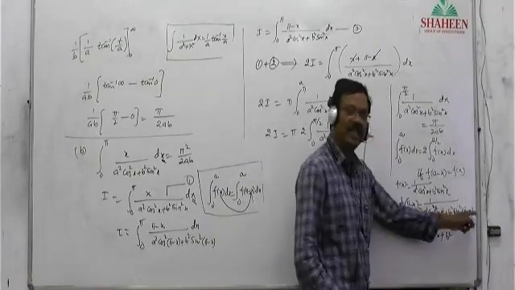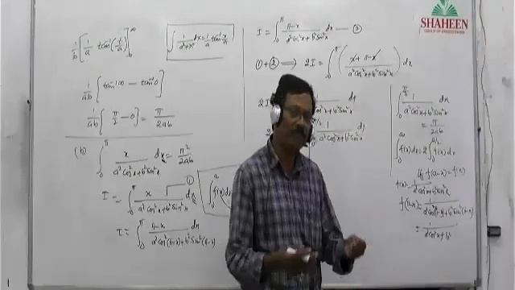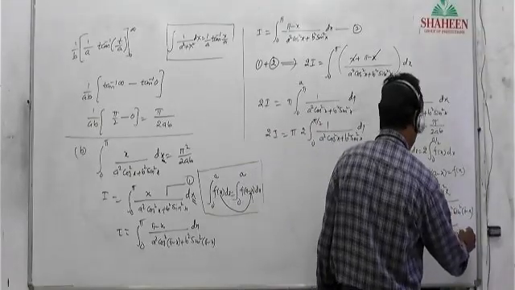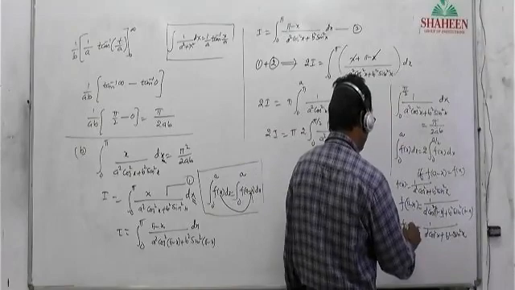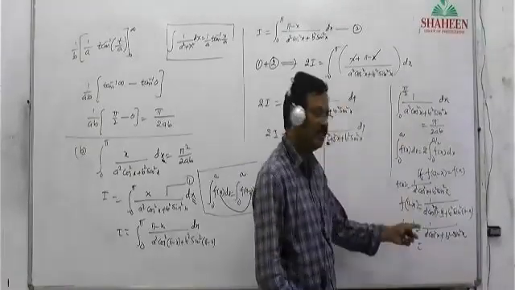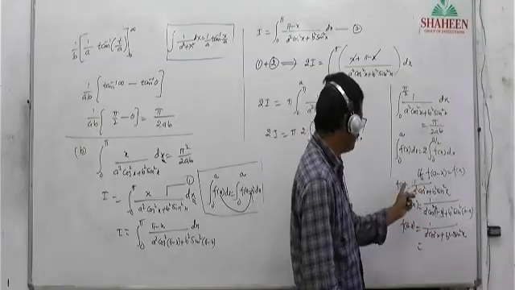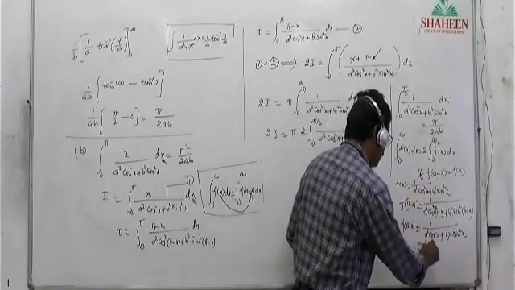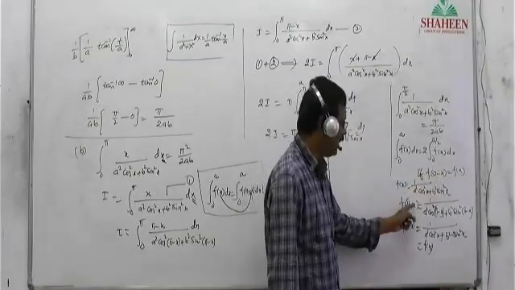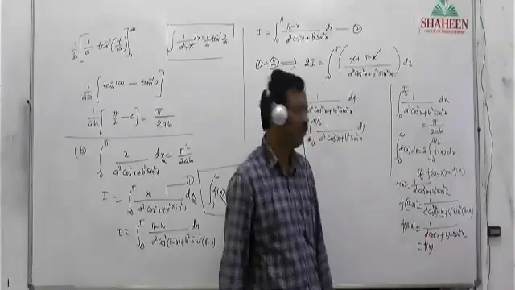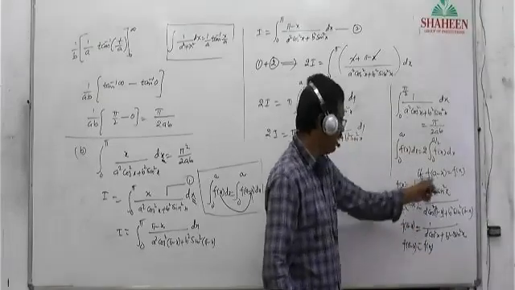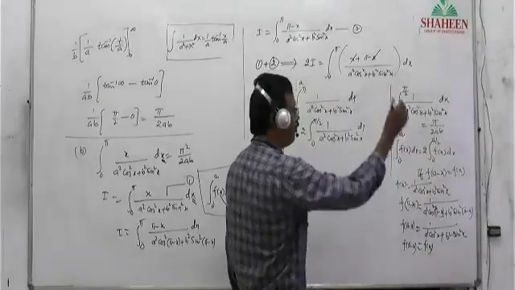Sin(pi minus x) gives sin theta, squared, so this is f of pi minus x. Is it equal to f(x) again? Yes, f(x) is this one only. Therefore, this condition is satisfied: f of a minus x is again f(x). We can apply this property.